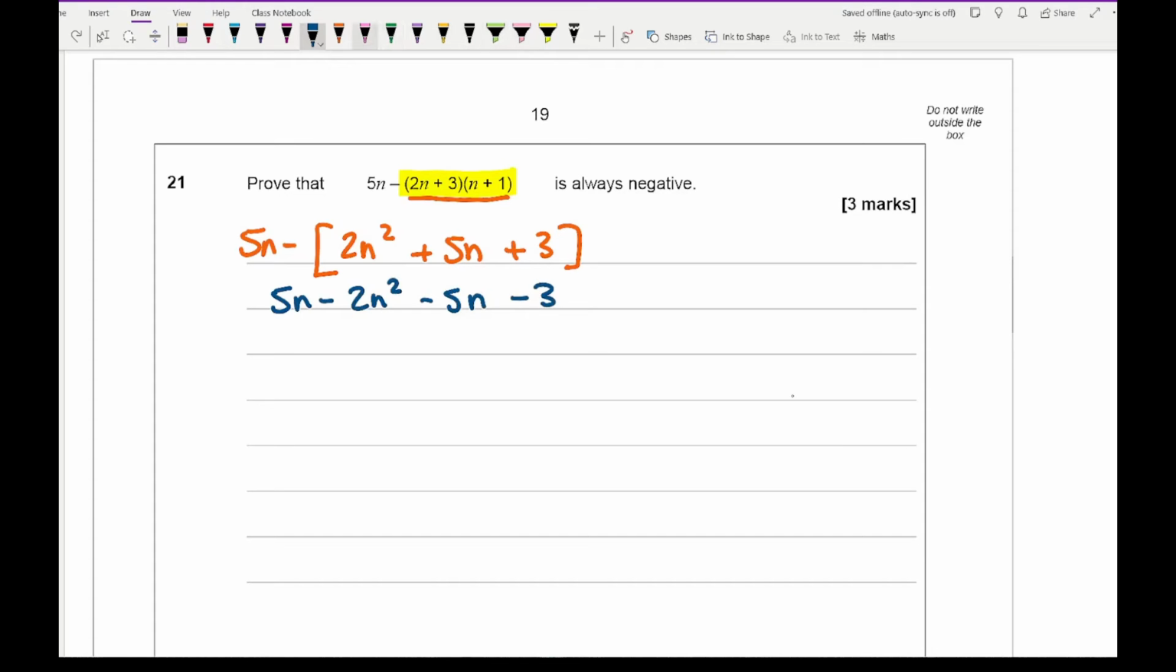Now from this, if I simplify this, the 5n's cancel. So all I'm left with is minus 2n squared minus 3. Now for this, what we now need to do is there's 2 ways in which you can do this.